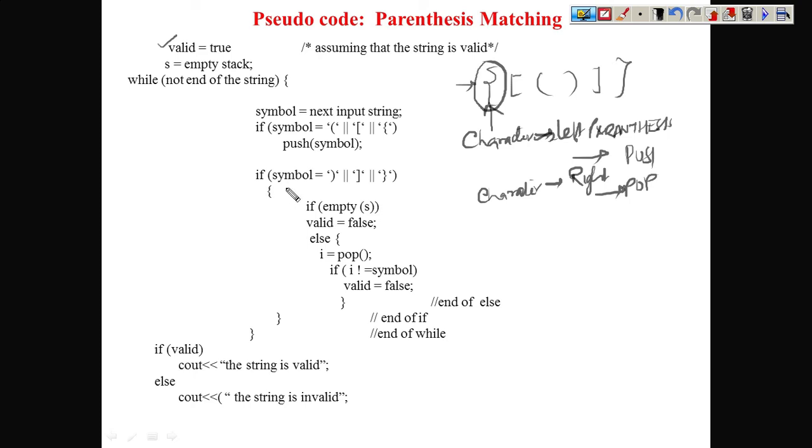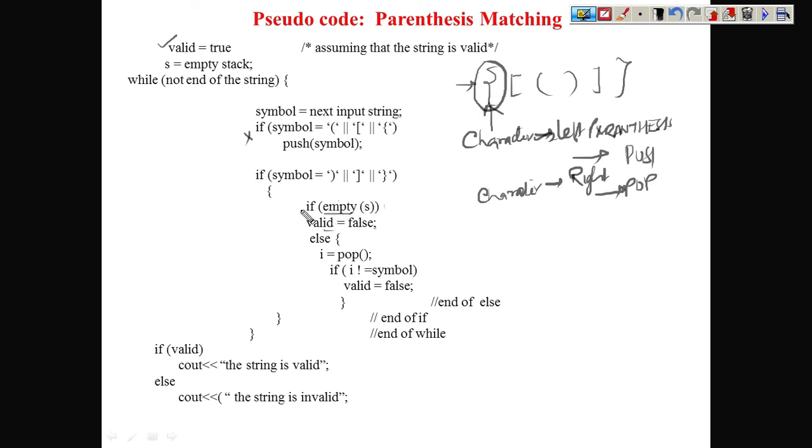Otherwise, if the symbol is a right bracket, since if a left bracket appears you do the push operation, you need to pop. But pop is only possible when there exists an element. So first you check whether the stack is empty or not. If this returns true, the stack is empty, and then there is nothing to check for the validity of the expression. So you simply write valid equals false.